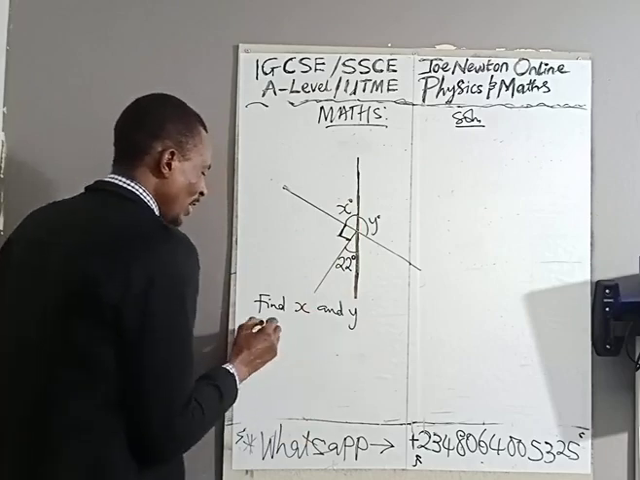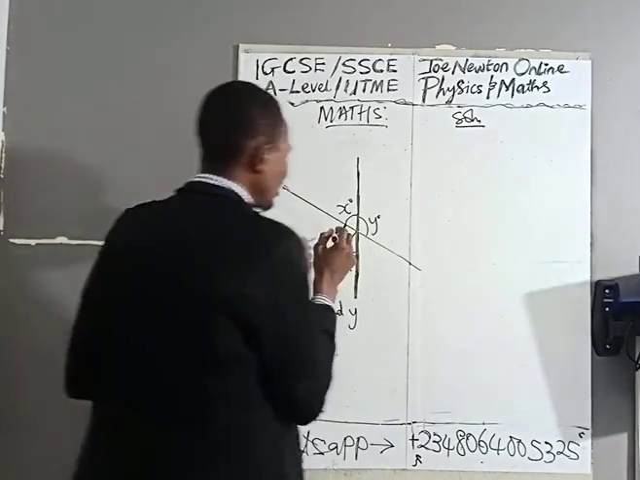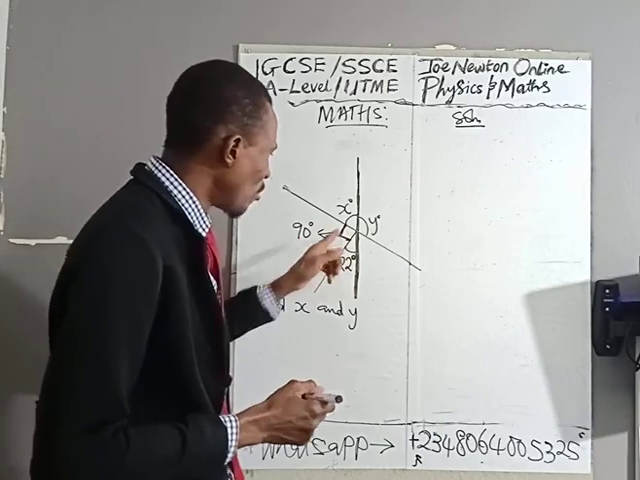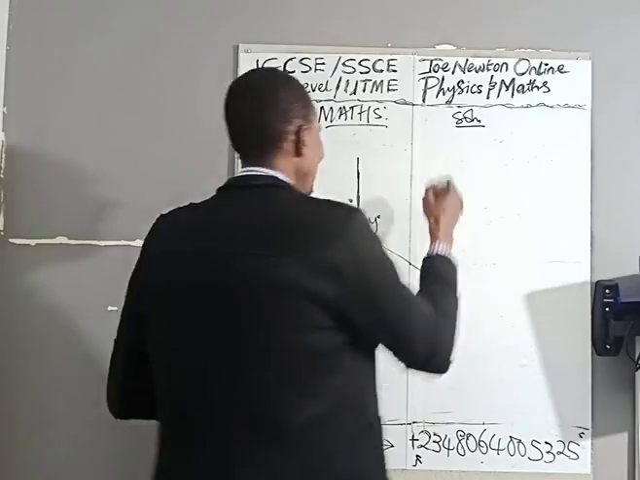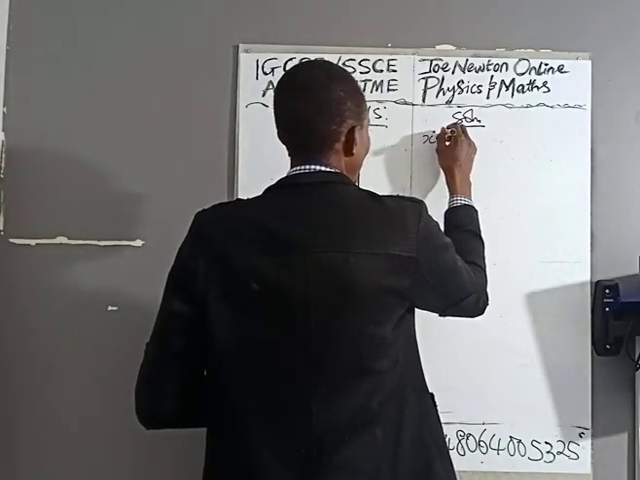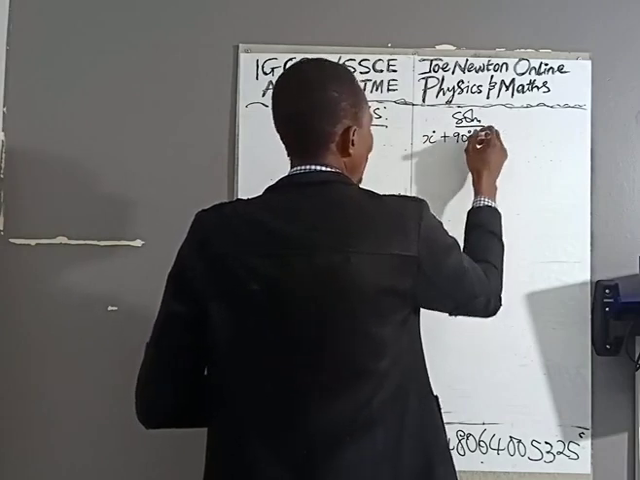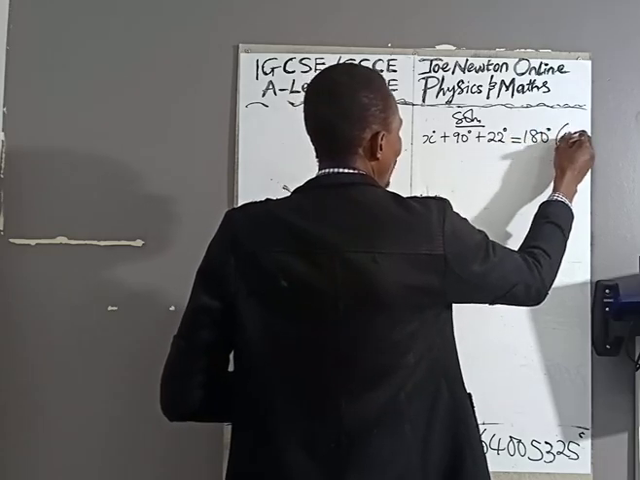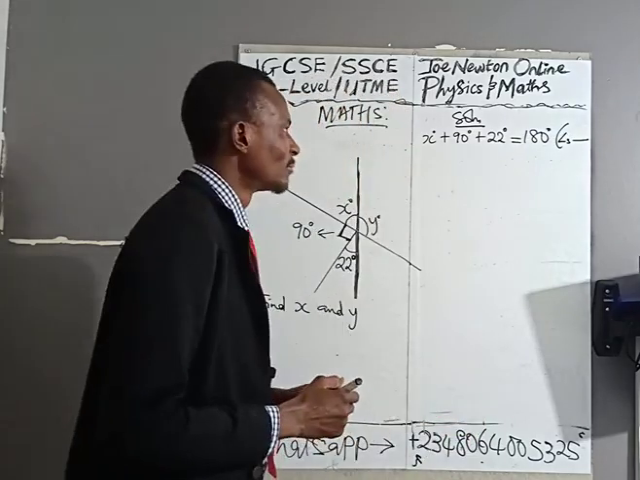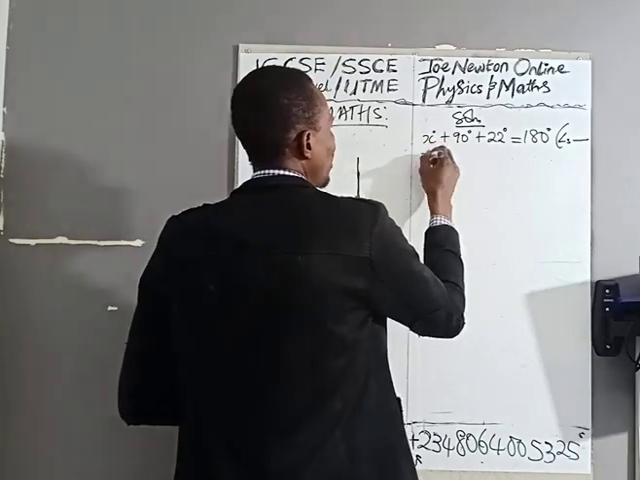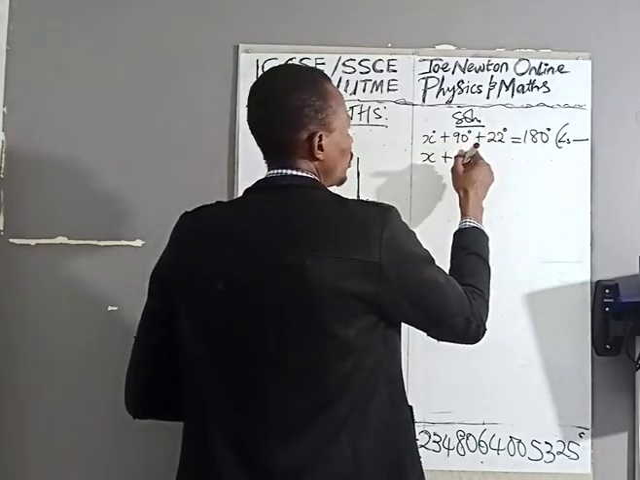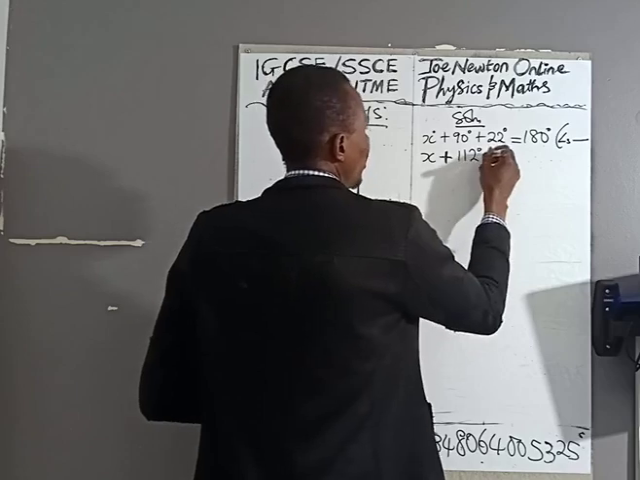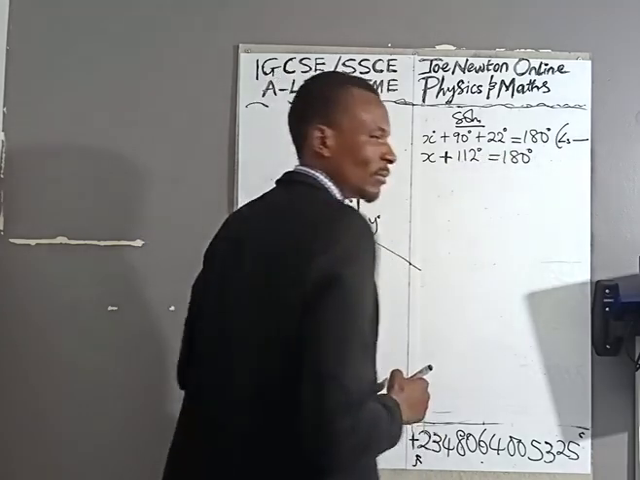Therefore, we have that. But what is this angle? This angle here is what? 90 degrees because of the symbol here. Good. So we now have x degrees plus 90 degrees, which is the right angle, plus 22 degrees is equal to 180 degrees. That is angles in a straight line. Then you add these two: x plus 90 plus 22 will give us 112 degrees, so 112 degrees is equal to 180 degrees.